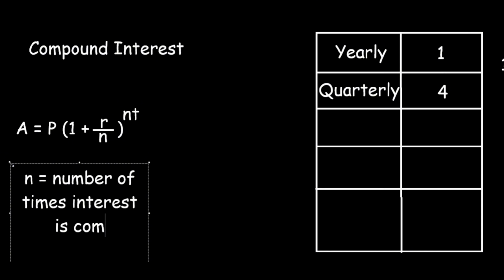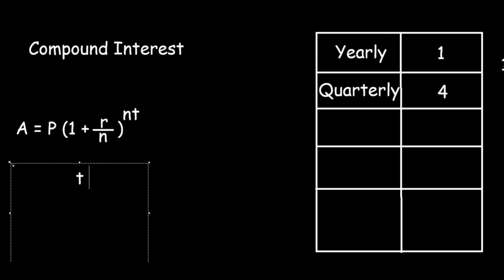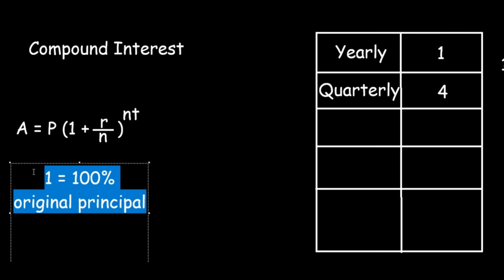And then we have our T value, which is, of course, the amount of time or the time duration. Lastly, I do want to explain why we have 1. Since we are taking into account our original principal, our 1 value is equal to 100% of our initial principal, since we are taking into account our original principal in this formula.